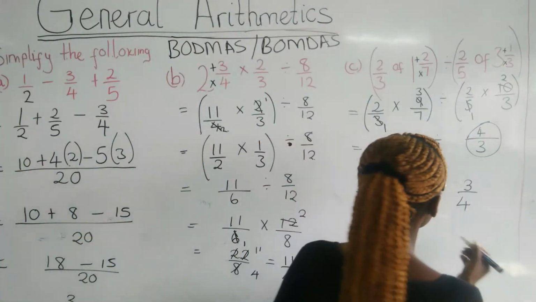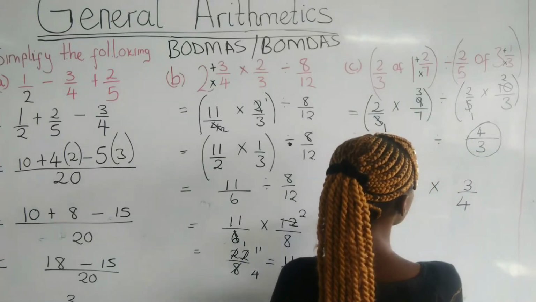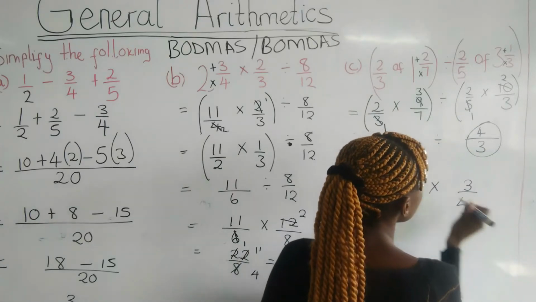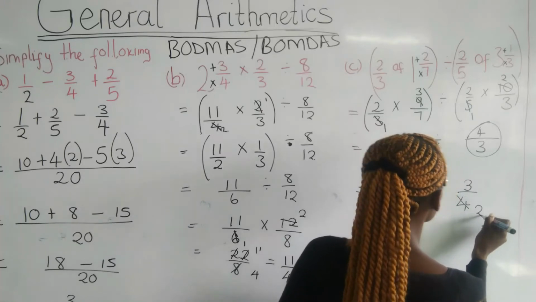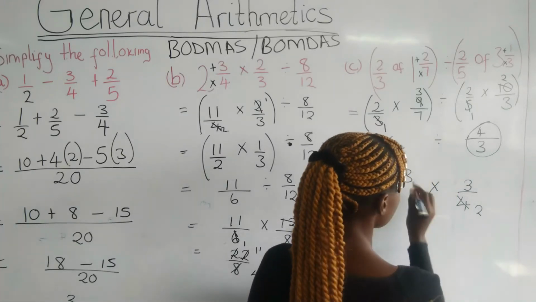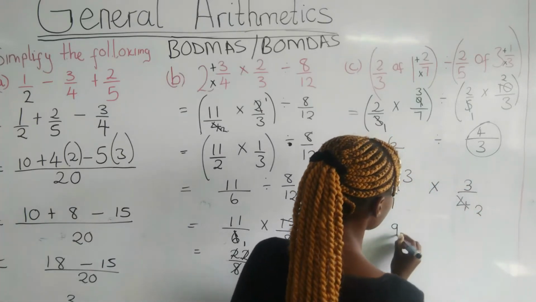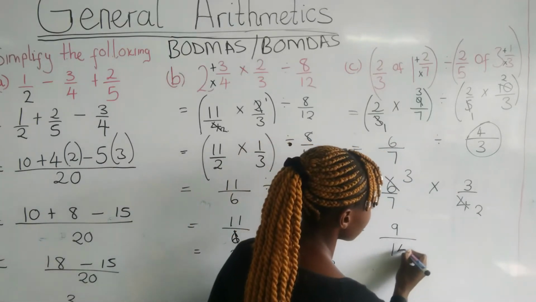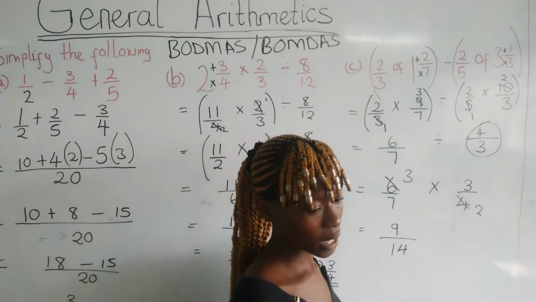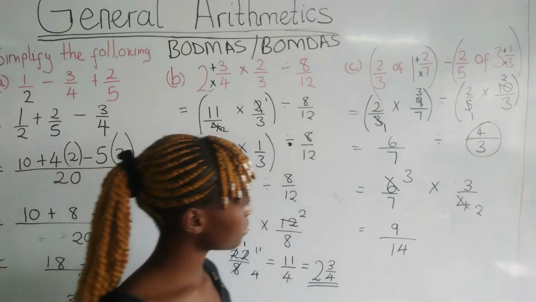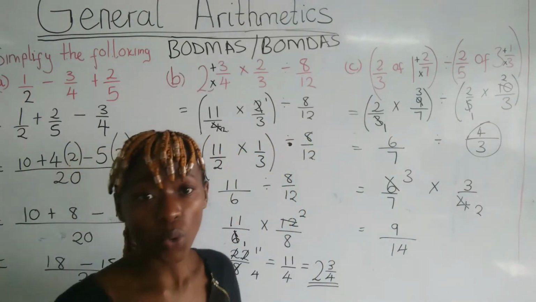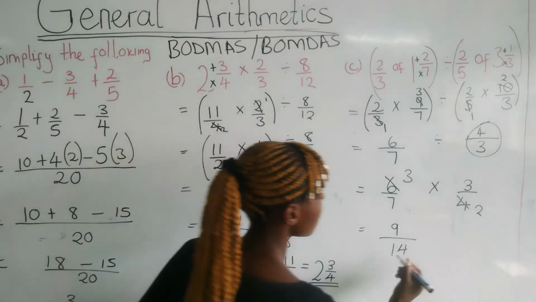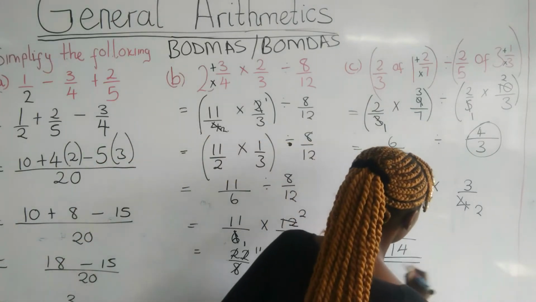So we now simplify this part. 2 into 6, 3. 2 into 4, 2. And here we get 3 by 3 is 9, all over 7 by 2 is 14. Okay, does this require to be simplified further? No. So our final answer will be 9 over 14.